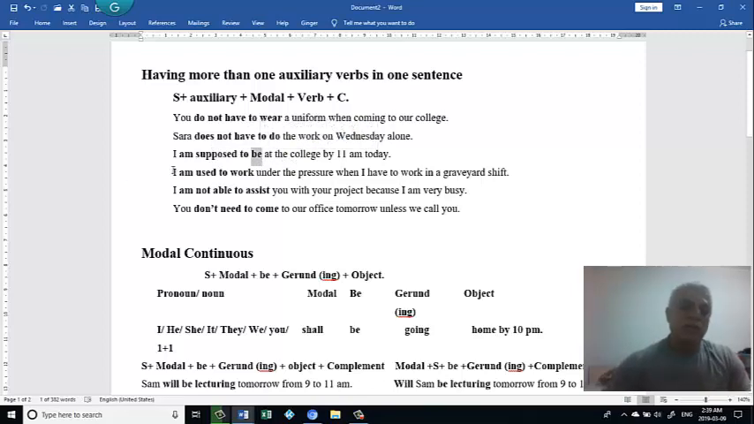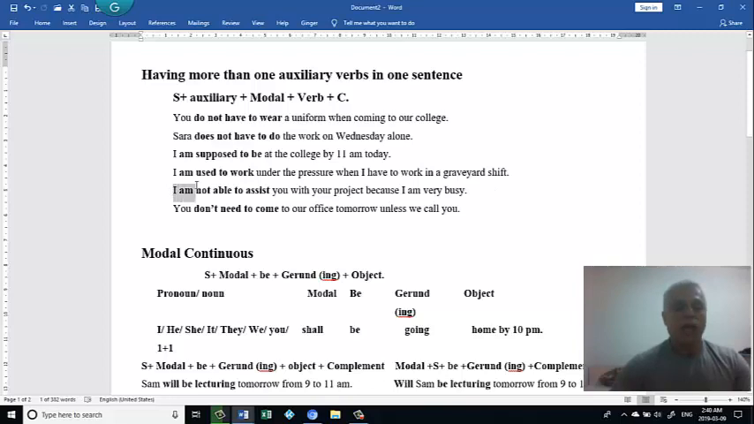If we look at the other sentence here, I am used to work under the pressure when I have to work in a graveyard shift. In this sentence, I have a subject, I have the auxiliary verb, which we call the verb to be or be verb. Then I have "used to" as the modal, or sometimes we call it semi-modal. Then we have the root of the verb "work," and then the rest of the sentence.